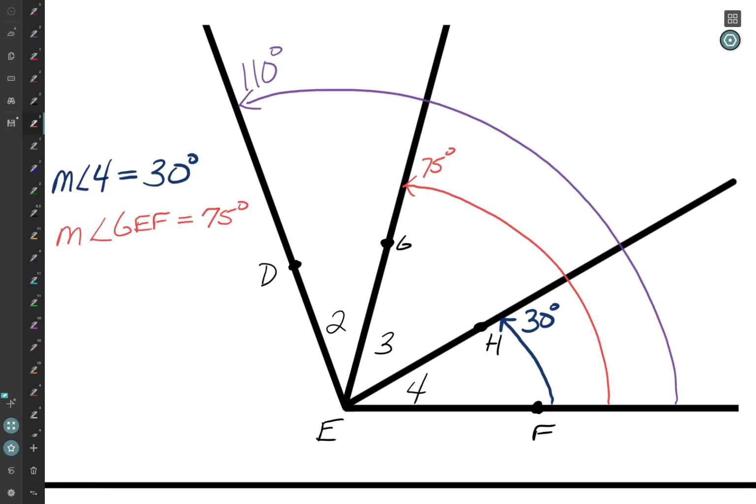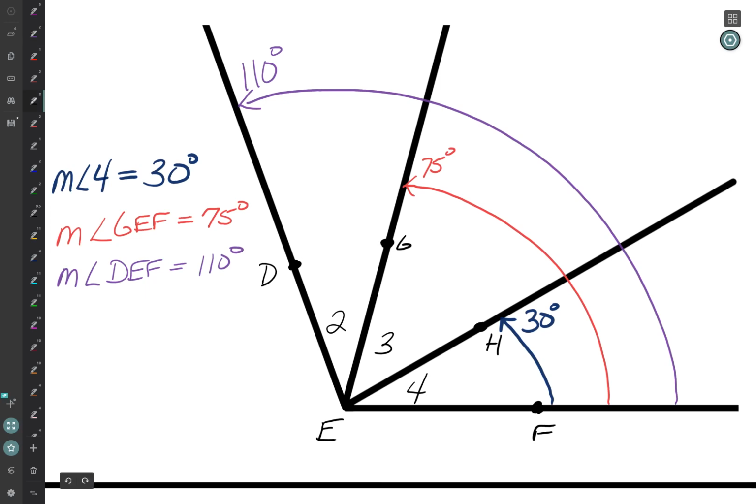Remember, it's situations like this where we have to label them like that. And that's why we needed to talk about that again, because it has been a couple of days since we talked about that. And what about the purple one? That was a measure of angle what? DEF, right. And it was 110 degrees.